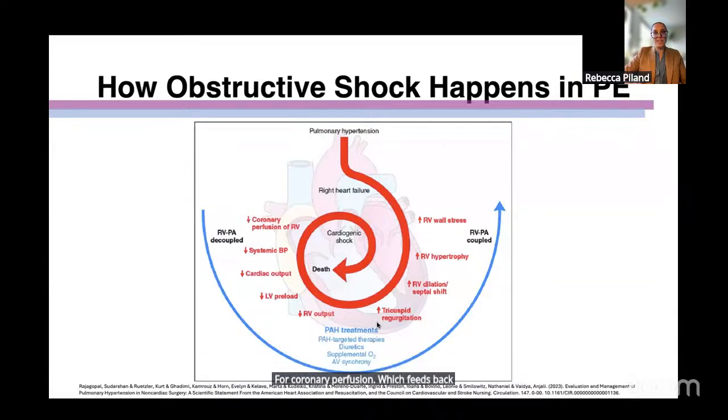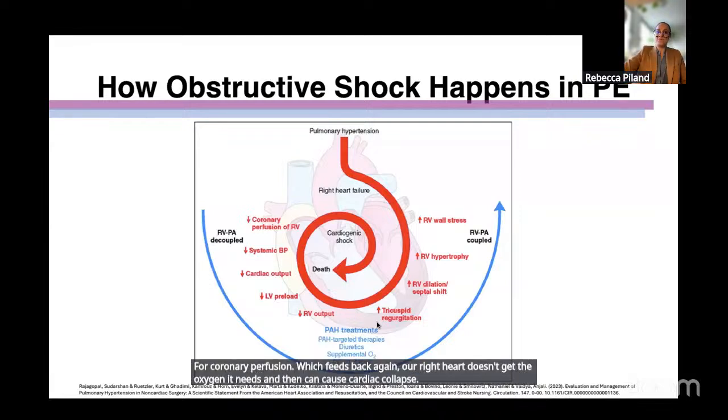Our right heart doesn't get the oxygen it needs and then can cause cardiac collapse.